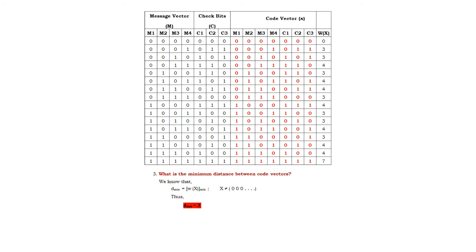So after that we have to form the code vectors from the equations and we will get the W of x. So what is the minimum distance between the code vectors? We know that D minimum is W of x minimum, that is x not equal to 0 0 0. So thus D minimum will be 3.